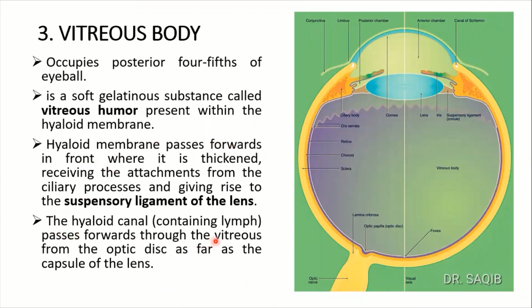The hyaloid canal containing lymph passes forwards through the vitreous from the optic disc as far as the capsule of the lens, right? This is the optic disc, and from here the hyaloid canal, not shown here, traverses this whole vitreous body and reaches the lens.